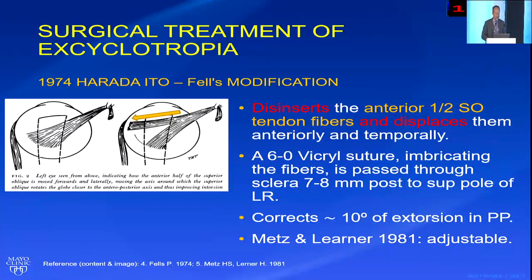And then in 1974, the Fells modification. He said, well, why don't we take part of that same tendon, disinsert it, and bring it over to the lateral rectus muscle. And he reattached it about 8 millimeters back, and that became, I'd say, commonly the Fells modification, something we've been doing for many of the last decades, and correcting torsion up to 10 degrees. I will admit in my hands I don't usually get 10 degrees to last out of the Fells modification.